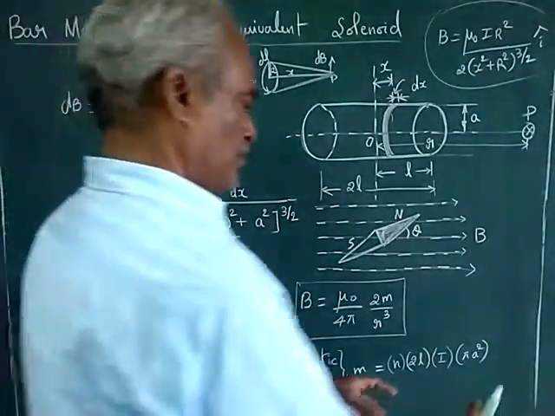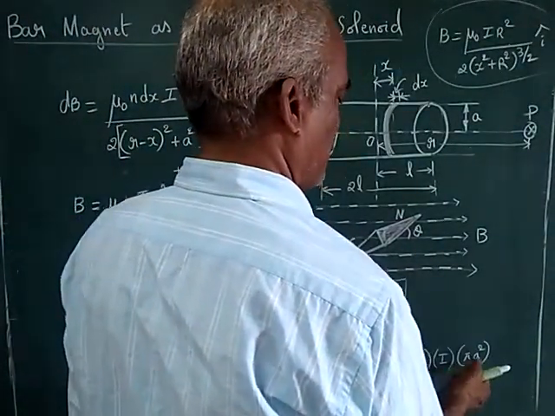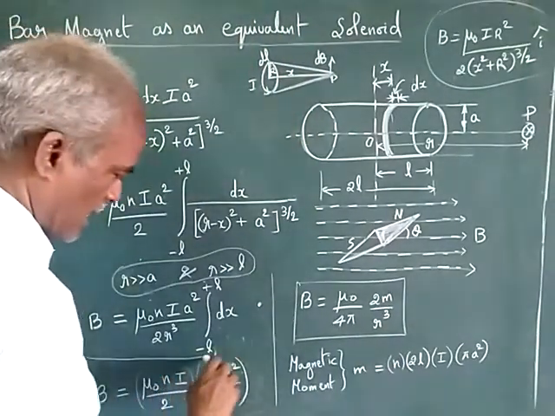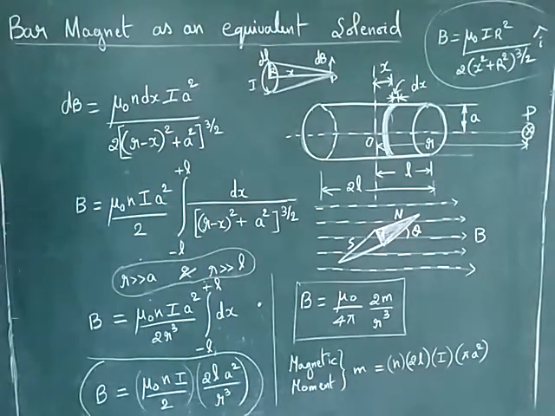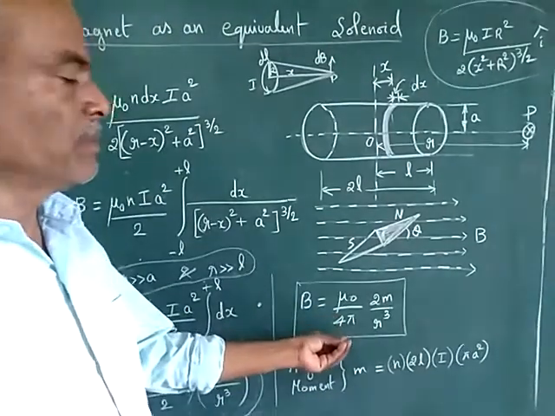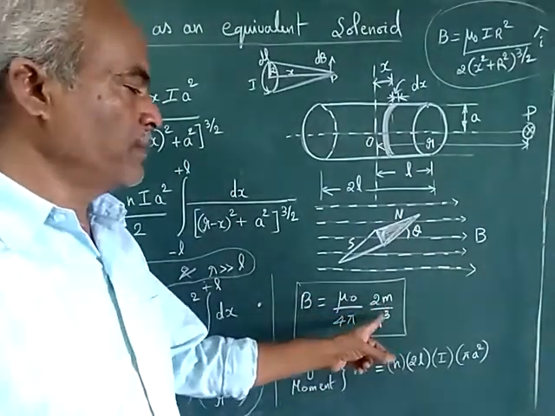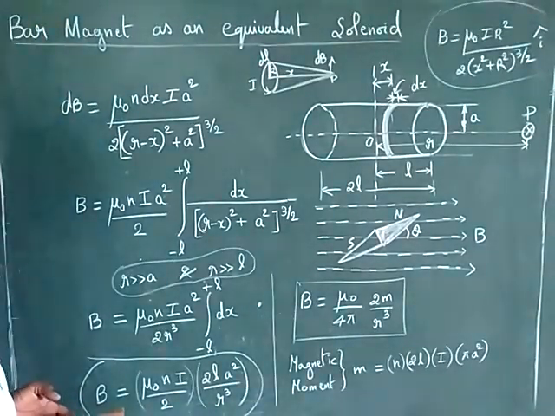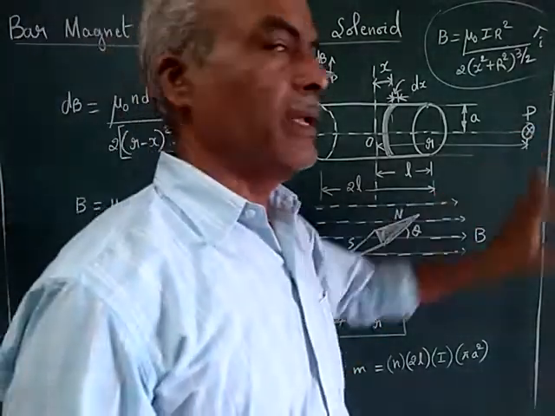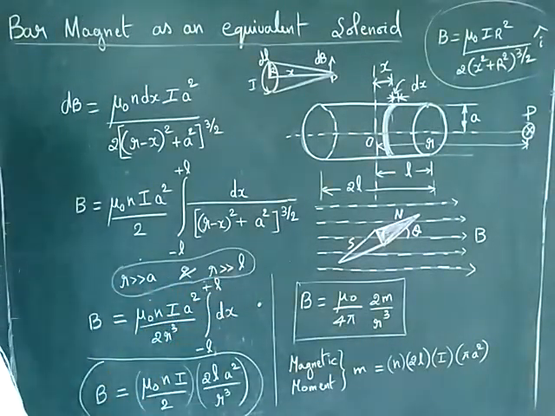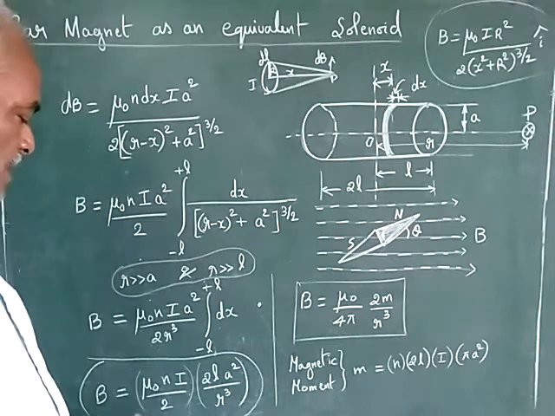So if you substitute N, 2L, I, pi A square here, you will get this value. That means this is the standard result. We express this in terms of magnetic moment, so that it will be easier to remember: mu naught by 4 pi, 2M divided by R cube. So now if you carefully look into this formula, the magnetic field at a distant point P, based on the condition R very much greater than A and R very much greater than L, we arrived at this result.